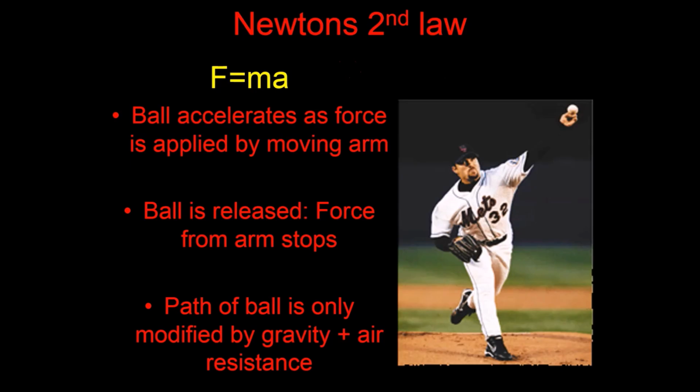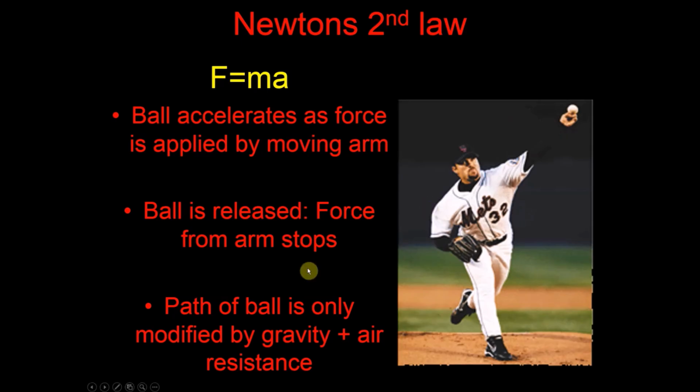Newton's second law, the only one that has an equation associated with it directly, is F equals ma. This is a force is equal to a mass times an acceleration. So if you have a force, you have to have an acceleration. So in this particular case, this man is throwing this baseball. He's accelerating this baseball because the force is applied by his moving arm. When he lets go of this ball, he is no longer applying a force.